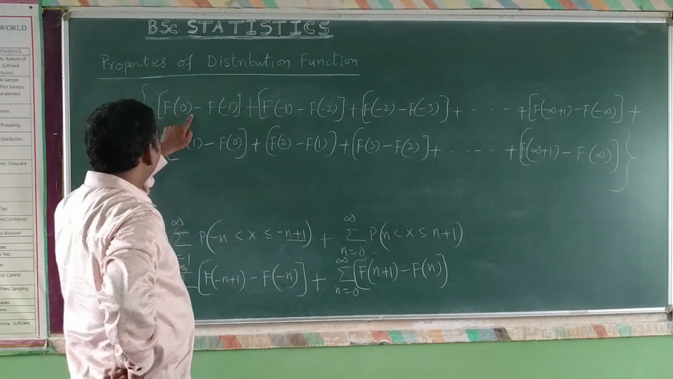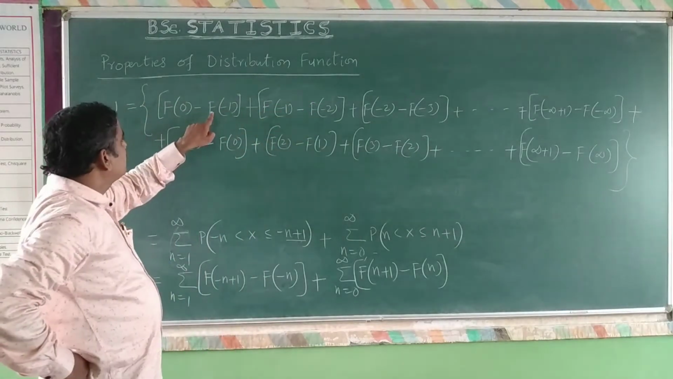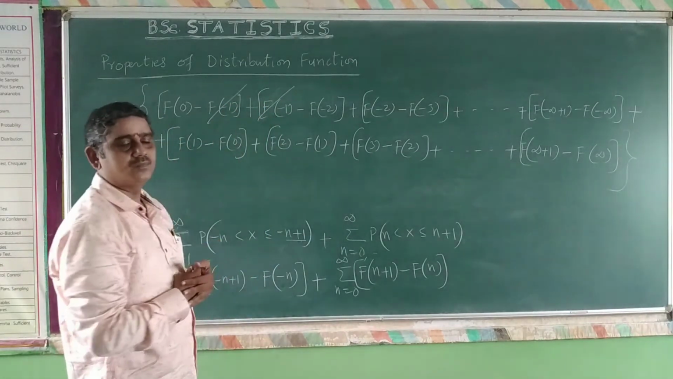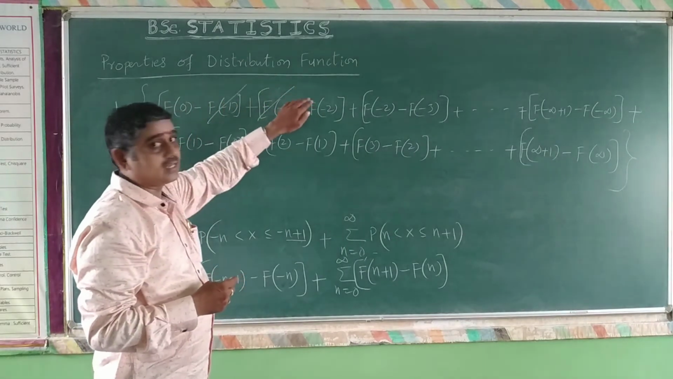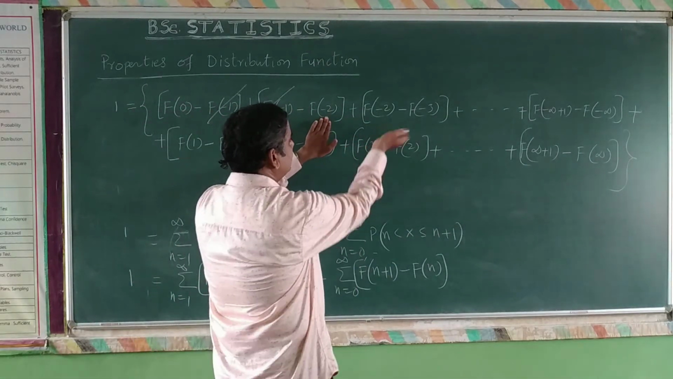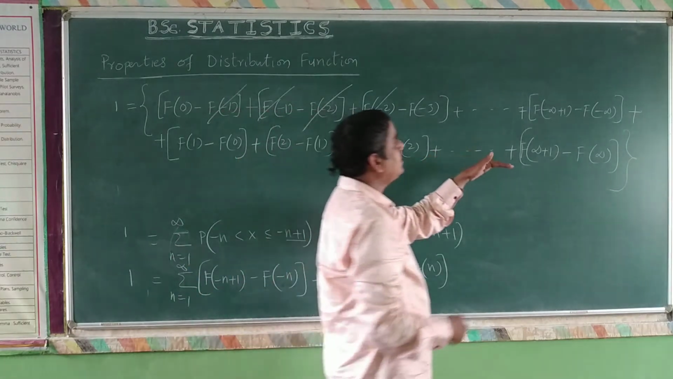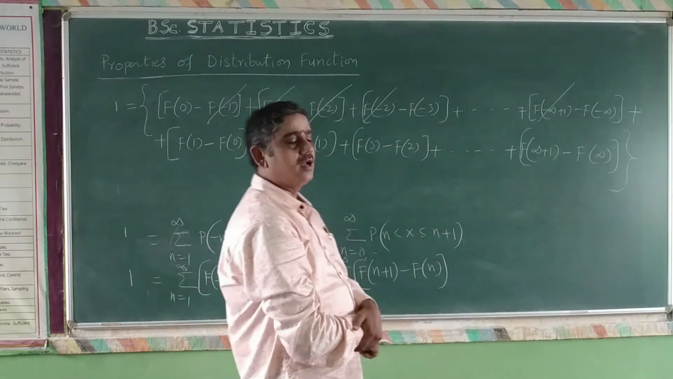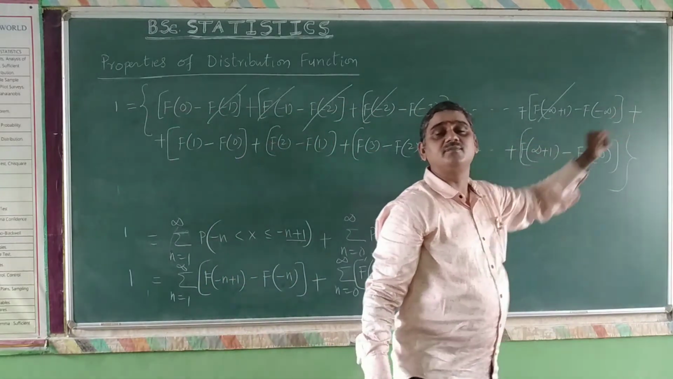I have taken this as one particular term and this as another particular term, in which the second term and the first term, minus and plus, are going to be cancelled. The second of the first term and the first of the second term are going to be cancelled, and similarly the second here and the first here. So at the end, the first term f of minus infinity plus 1 is not cancelled and the last term is also not going to be cancelled.